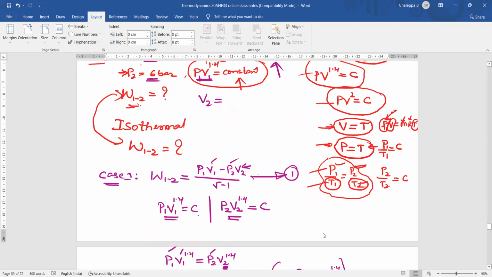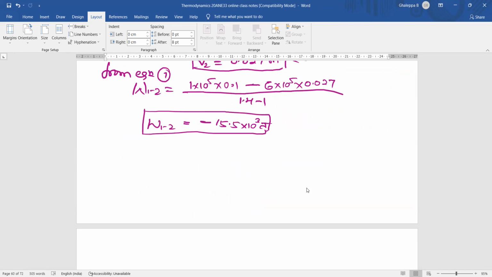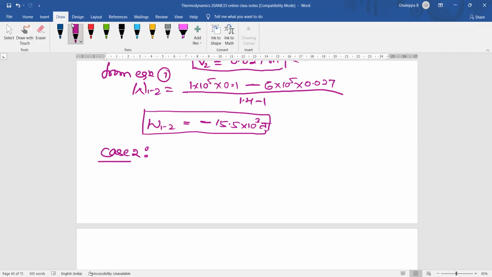Again calculate work done, now using isothermal. Second case, case number 2: assume it is isothermal and calculate. Assume the given process is isothermal. What is the expression for calculating work done for isothermal?